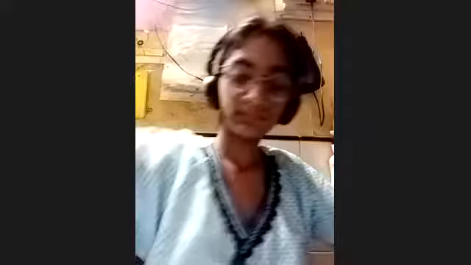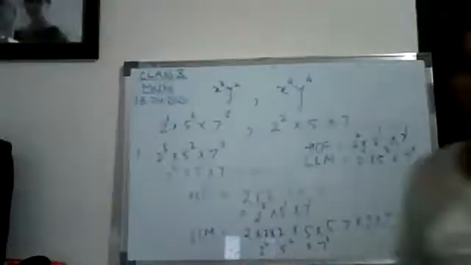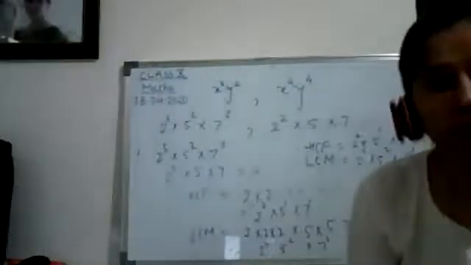What will the LCM be? Higher power. Can you tell me the higher power? Yes, 2 cube and 2 square, so 2 cube, 5 square and 5, 5 square and 7 cube and 7. So 7 cube. Understood? Is it easy to understand?